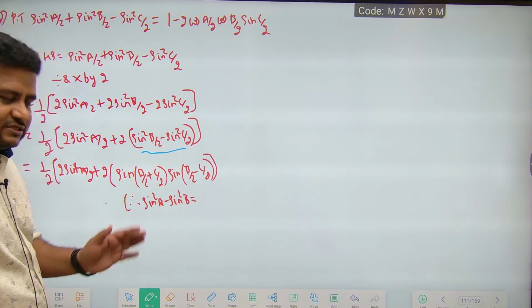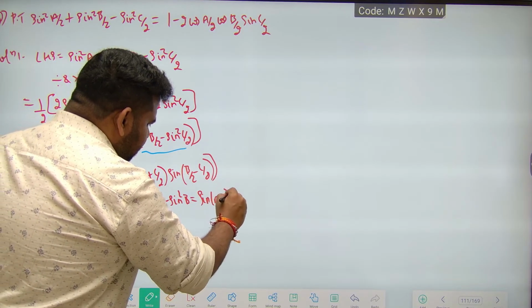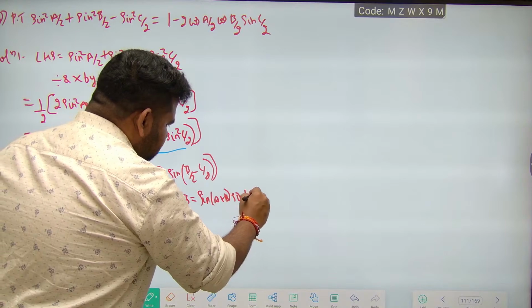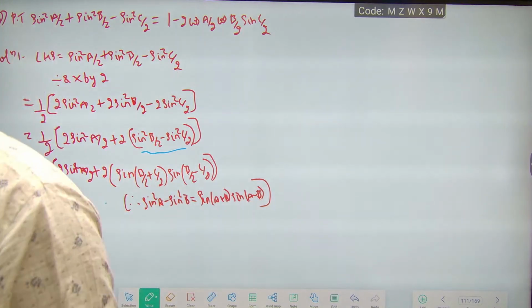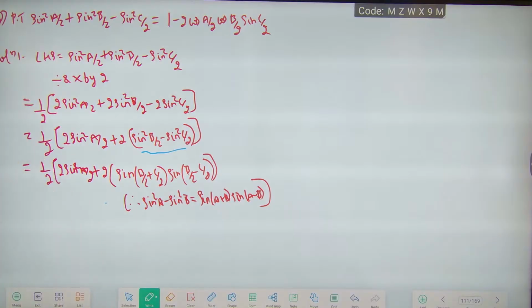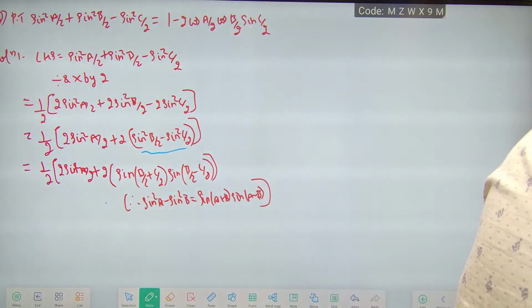Is equal to sin of A plus B into sin of A minus B. This is the reason, friends. This is the reason you have to know. Clear? This is the reason you got to know.